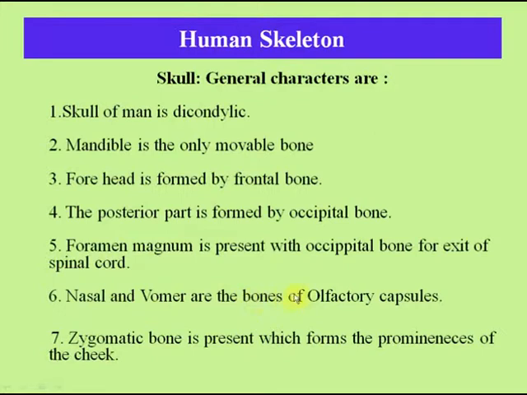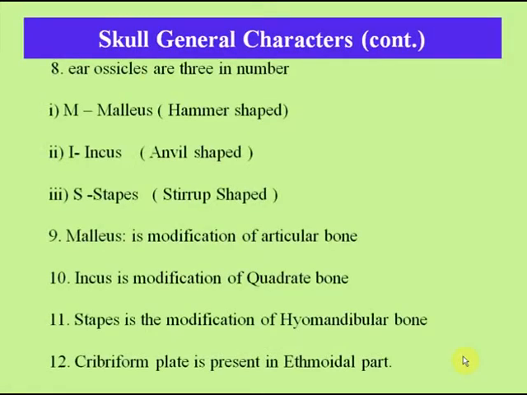Nasal and vomer are the bones of the olfactory capsules. The zygomatic bone forms the prominences of the cheek. Next, the ear ossicles, which also come among the skull bones, are 3 in number. These are the malleus or hammer shaped, the incus or anvil shaped, and the stapes or stirrup shaped bones. The malleus is a modification of the articular bone, the incus is a modification of the quadrate bone, and the stapes is a modification of the hyomandibular bone. The cribriform plate is present in the ethmoidal part of the skull.